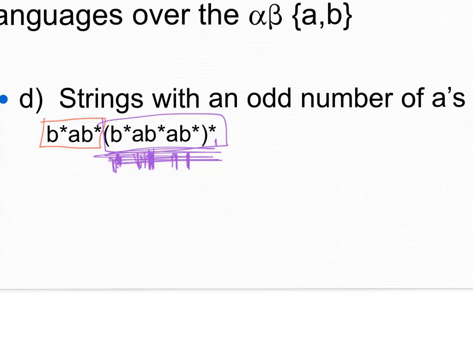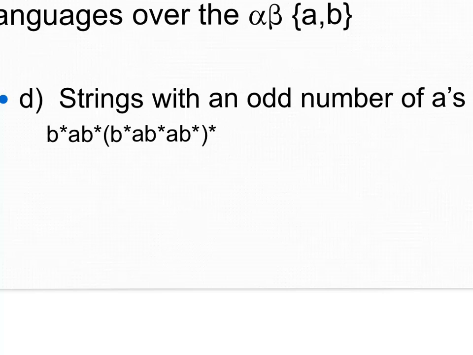So let me just clean that up for you, and you can take a look at it again. Strings with an odd number of A's. So it's strings that have at least 1 A. You have to have 1 A there. And then 0 or more extra bits in there with at least 2 A's each time so that we stay odd.